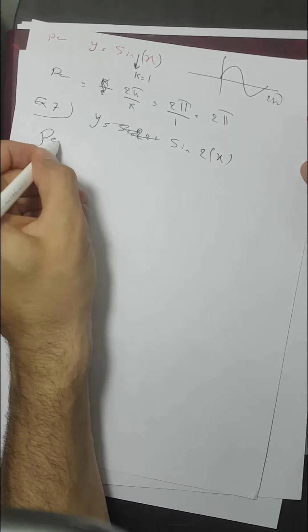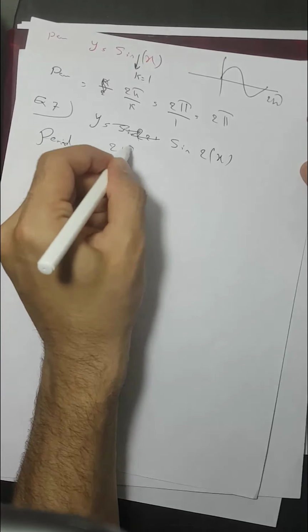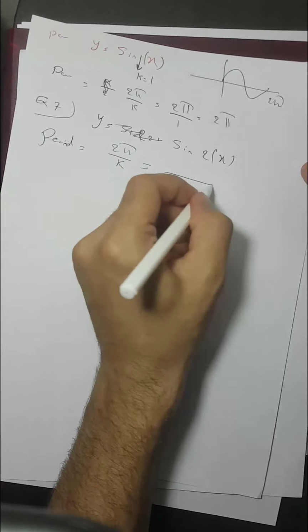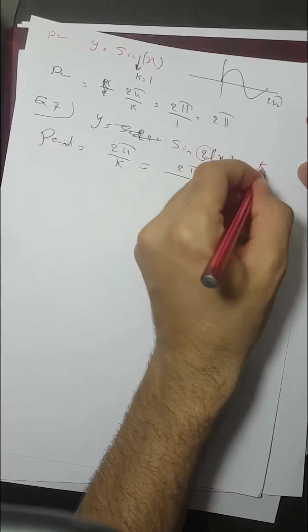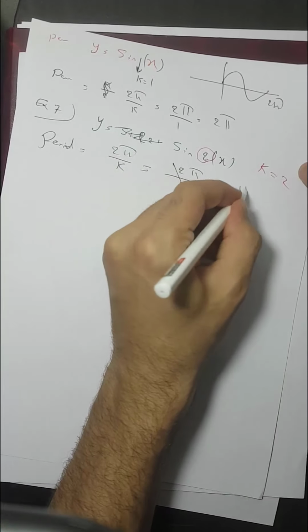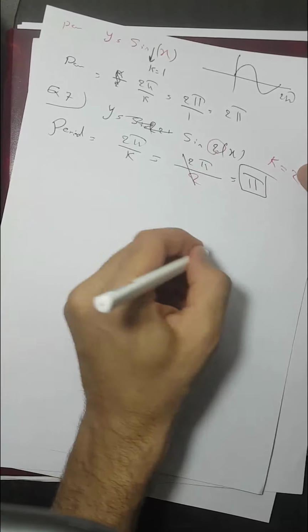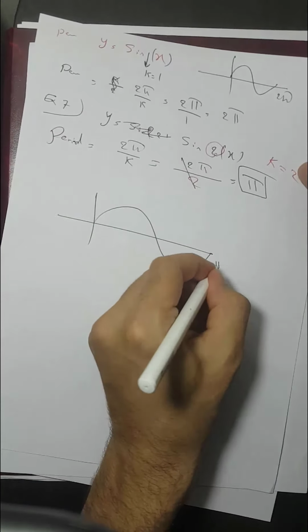So I say period is equal to 2 pi over k. So 2 pi, and k is equal to what? Here in this example, k is equal to 2. So I say over 2, and I will get what? Pi. Our result is pi. So it means that this graph till here is pi.